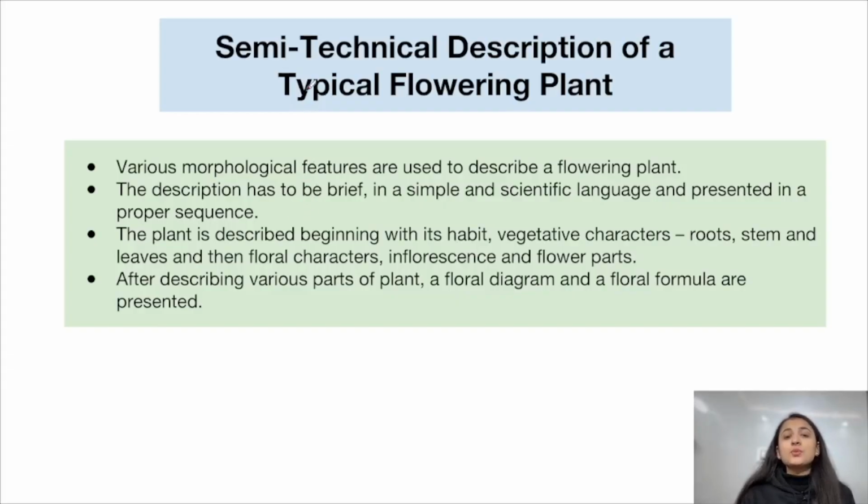Now let us come to the semi-technical description of a typical flowering plant. How do we describe a flowering plant? We look at various morphological features of a flowering plant in order to describe it. How does the plant look? How does its root look? How does its stem look? What is the leaf arrangement? How does its flower look?